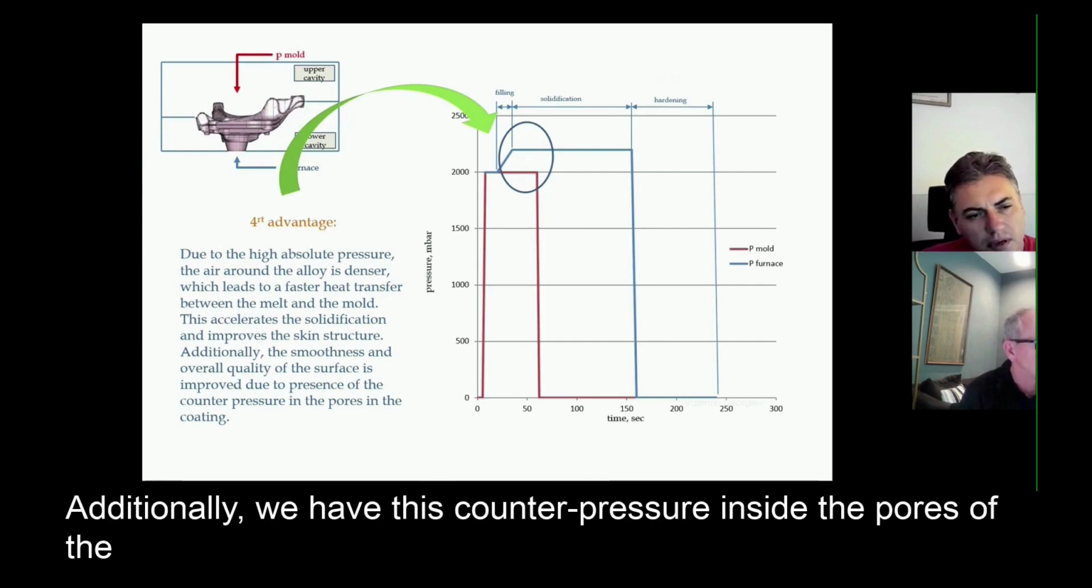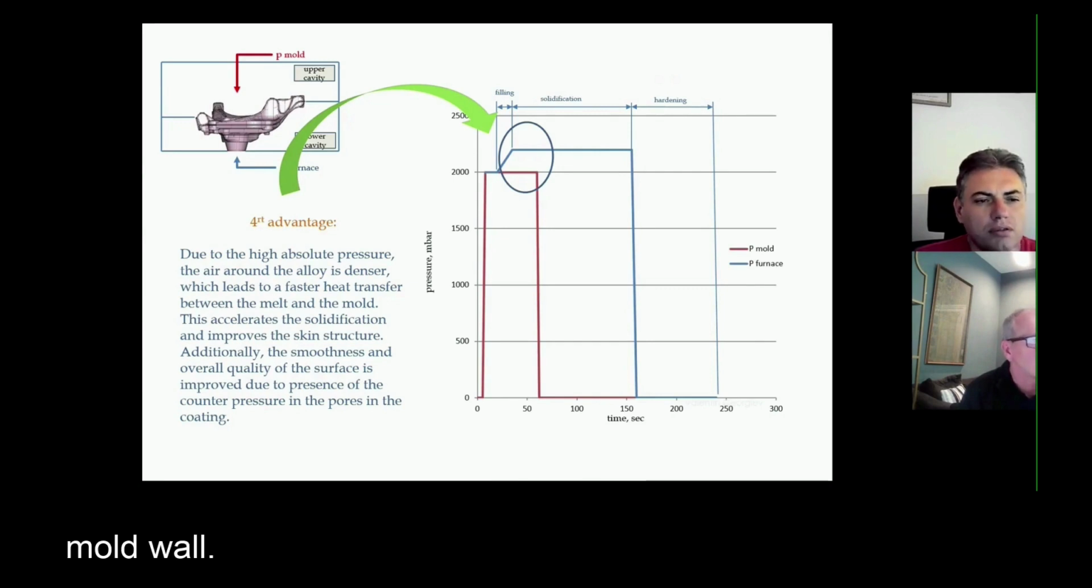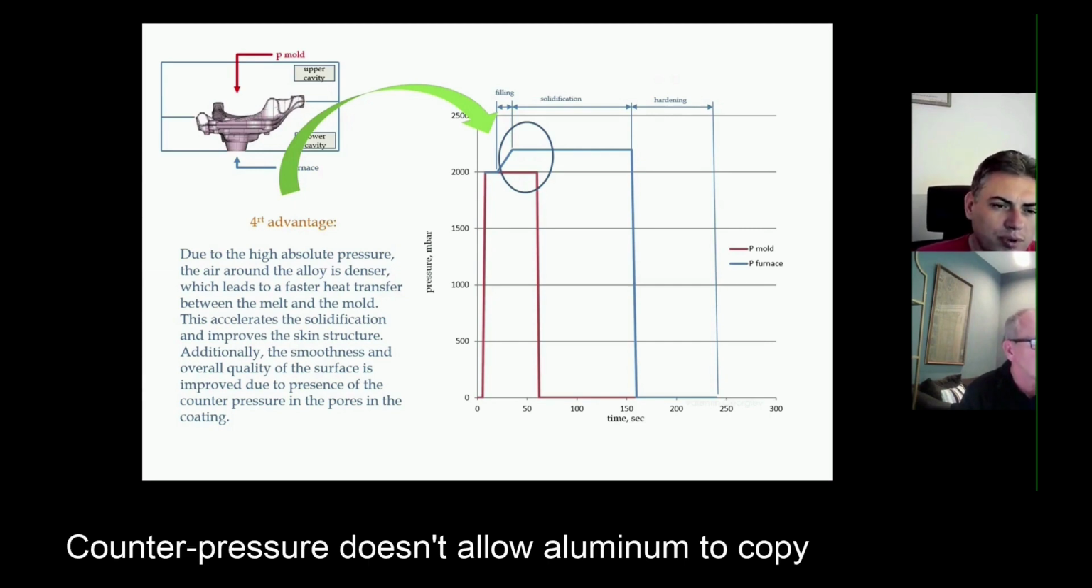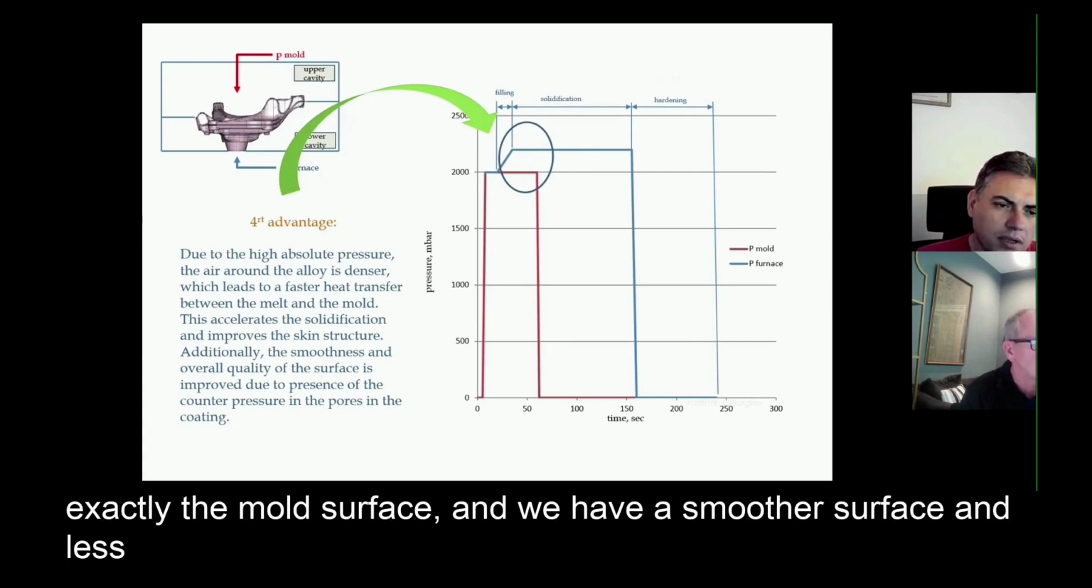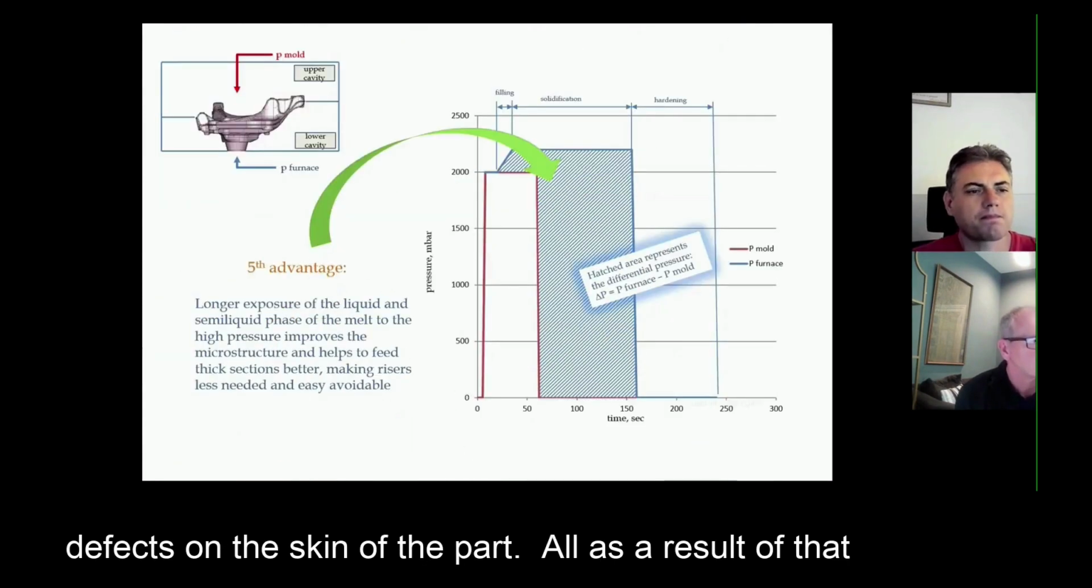Additionally, we have this counter pressure inside the pores of the coating. The coating actually is a number of small ceramic grains on the mold wall. So we have this fighting against filling pressure, and this way counter pressure doesn't allow aluminum to copy exactly the surface of the mold, and we have smoother surface and less defects on the skin of the part. All as a result of that extra pressure.